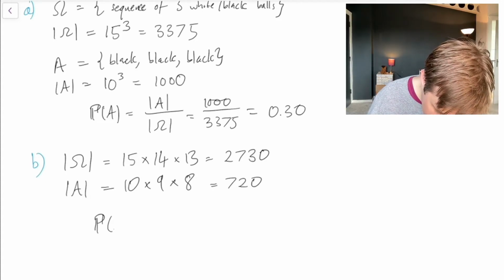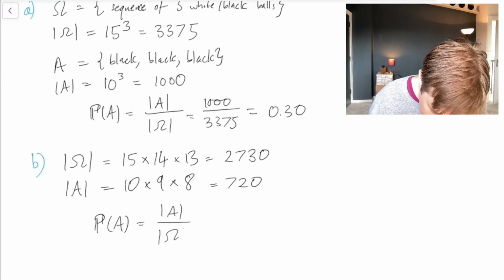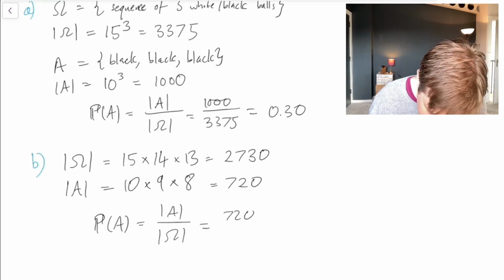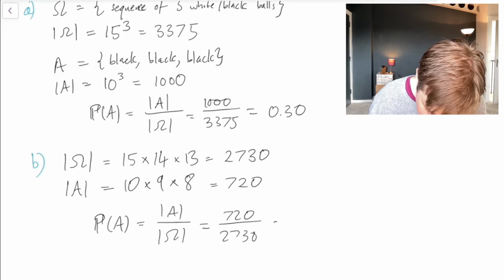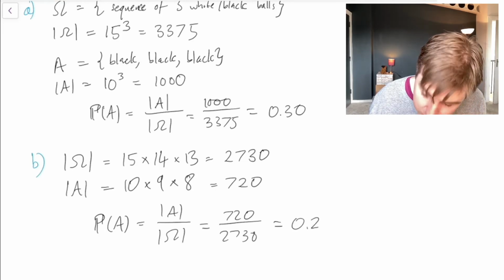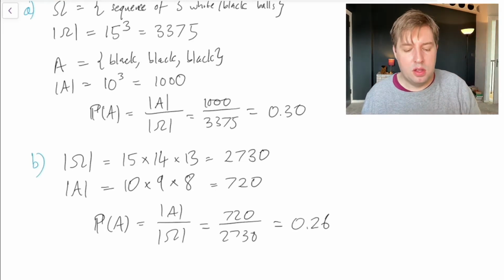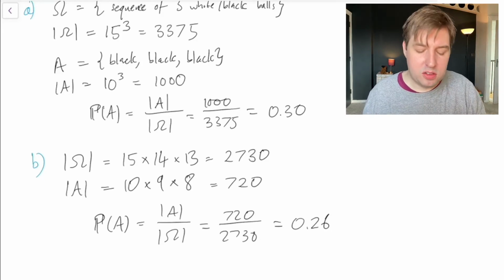So again, here, probability of A equals the number of elements in A over the number of elements in omega, 720 out of 2,730, which is apparently a bit smaller. That's about 26%. So we got different answers depending on whether or not we put the balls back into the bag after looking at them. So the distinction between these two things is known as sampling with replacement, when you put the ball back into the bag, and sampling without replacement, where you don't put the ball back in the bag, put it over there.